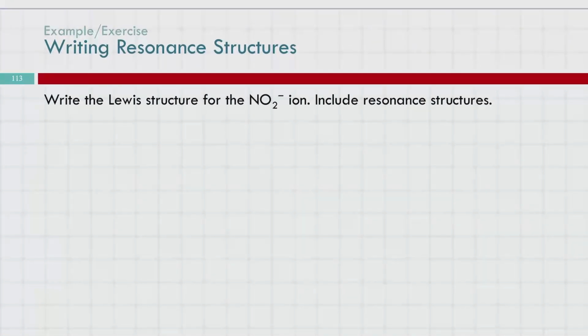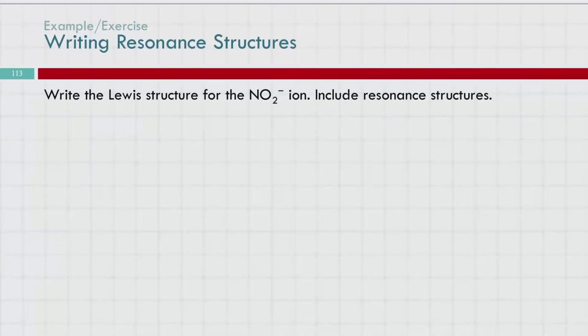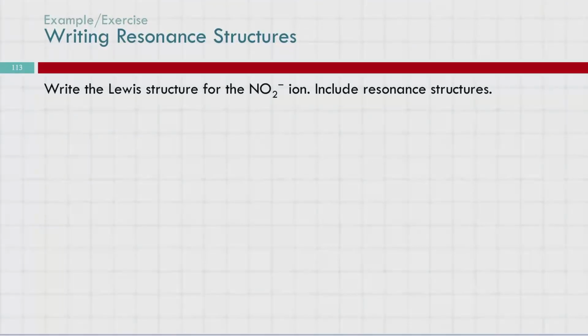All right, one for us to try, one for you to try. Please write the Lewis structure for the NO2- ion. You might also know what that's called. And make sure that you include resonance structures. Typically, you won't be told that there's resonance structures, but we just learned it, so I'm telling you. Last name resonance. All right.